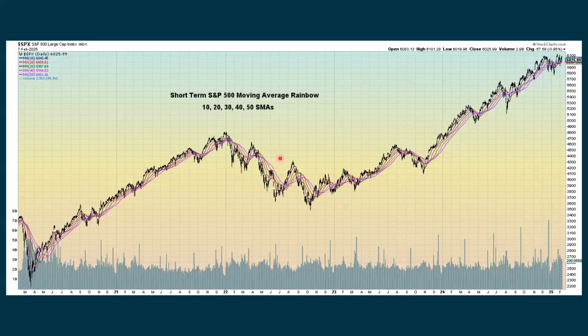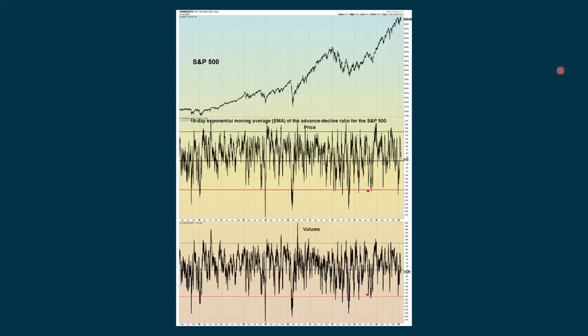Then some short-term charts. Here's a rainbow going from 10 periods up to 50 periods. We can see we're still above the rainbow. We're getting really choppy right now, and the lines are kind of moving all around with each other, but we're still maintaining price above these different moving averages.